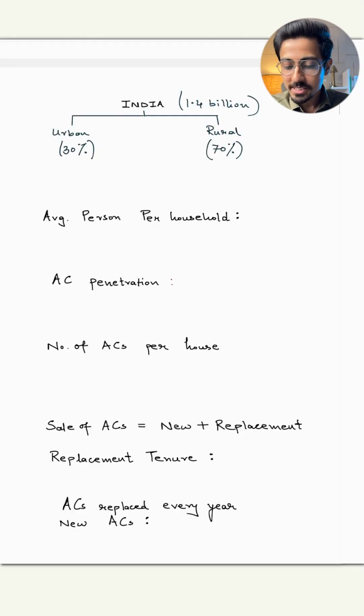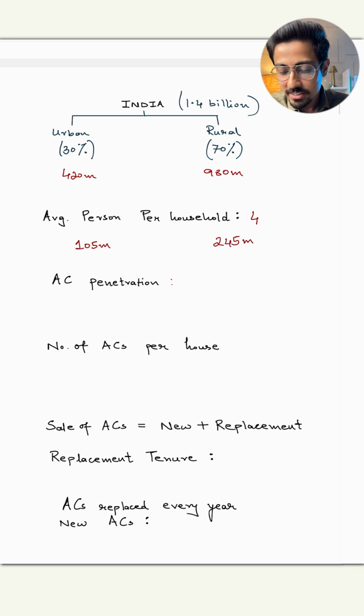So 30% urban, 70% rural. So we get around 420 million in urban India and 980 million in rural India. We will consider average persons per household. Suppose 4 people per house. So the approximate number of houses in urban India we get as 105 million, and here we get approximately 245 million.